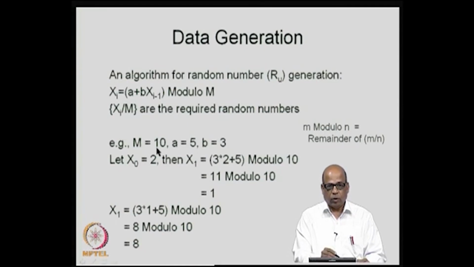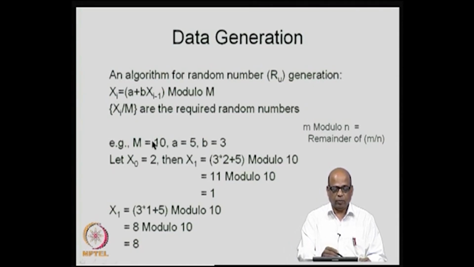We will take m is equal to 10. Remember, I told you m has to be very large. Just for a demonstration, I am taking m is equal to 10 here. Typically, m is of the order of 2 to the power 32 or the maximum integer value that a computer can hold. Long ago, it used to be 2 to the power 32, but now it can be much higher.